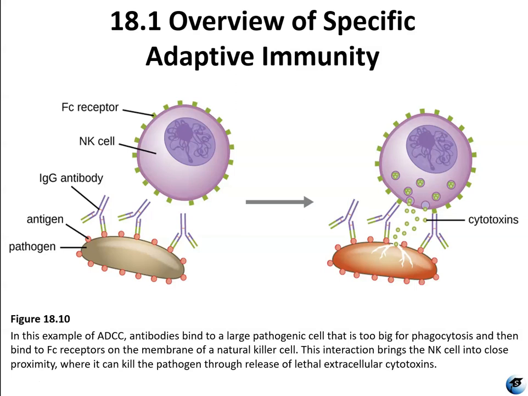In this example of antibody-dependent cell-mediated cytotoxicity, the ADCC, antibodies bind to a large pathogenic cell that's too big for phagocytosis, and then they bind to receptors on the membrane of an NK cell. So this interaction brings the NK cell into proximity where it can kill the pathogen through the release of cytotoxin.